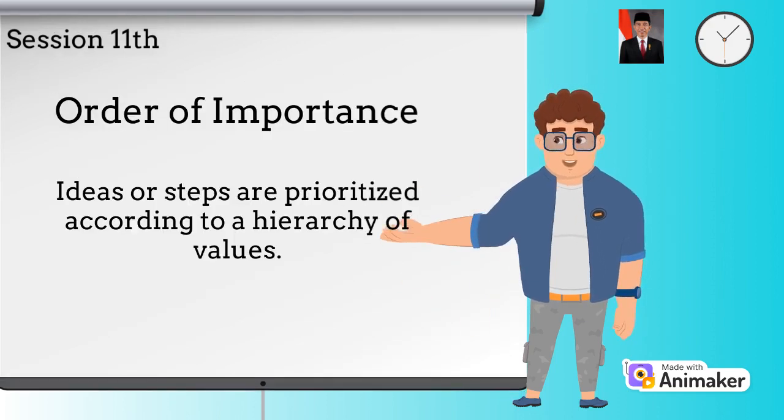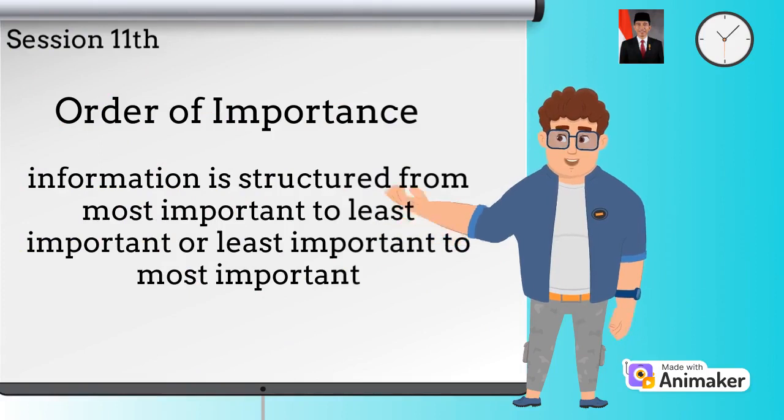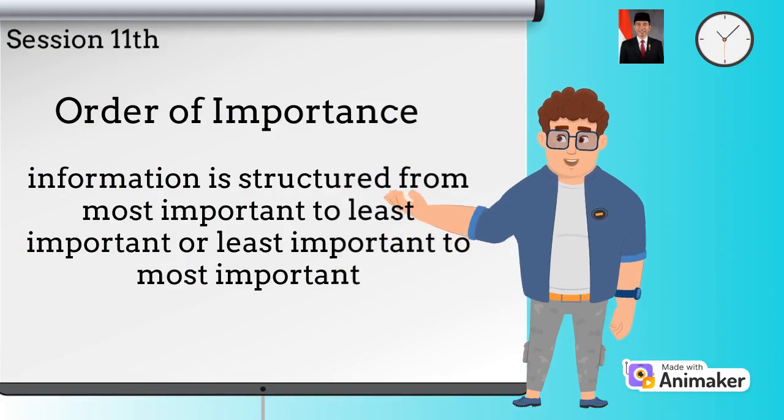Ideas or steps are prioritized by the writer or speaker according to a hierarchy of value. When using the order of importance pattern of organization, information can be structured from most important to least important or least important to most important. Both structures would be considered as the order of importance text structure.